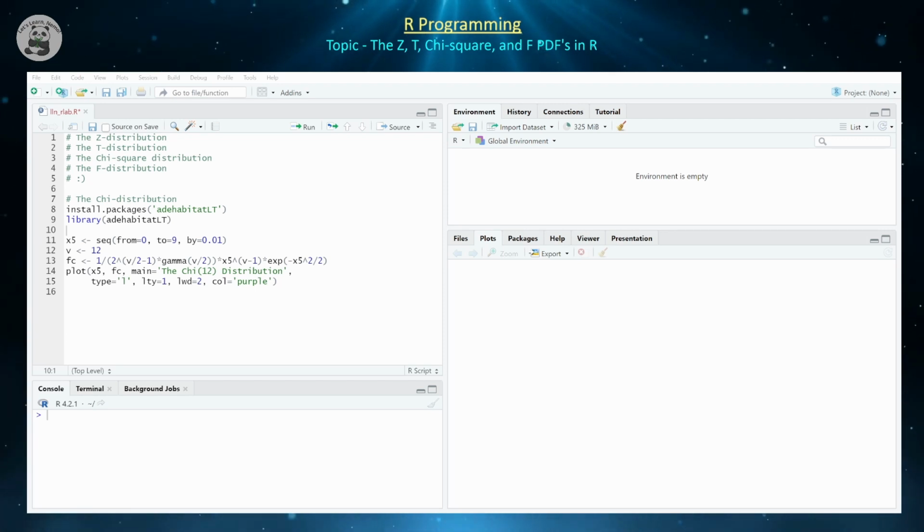Also, if you want to make inferences about the variance of a population, you would be using a chi-squared, but sometimes you would actually just want to make inferences about the standard deviation directly. In that case, you would be using a chi distribution.